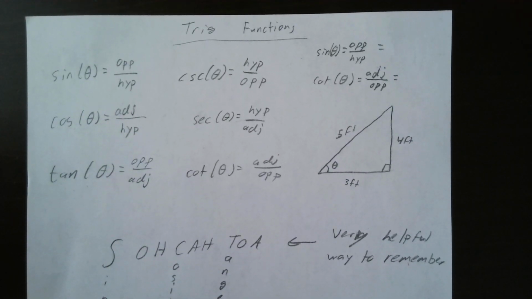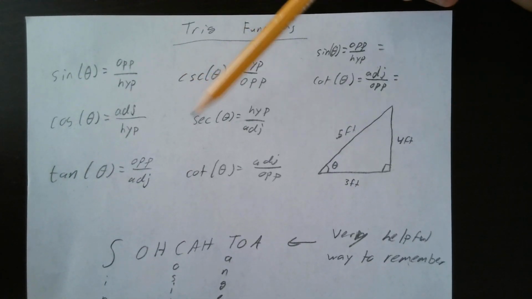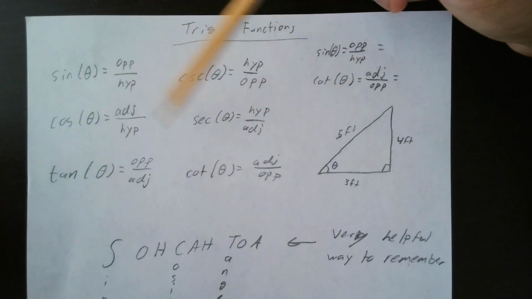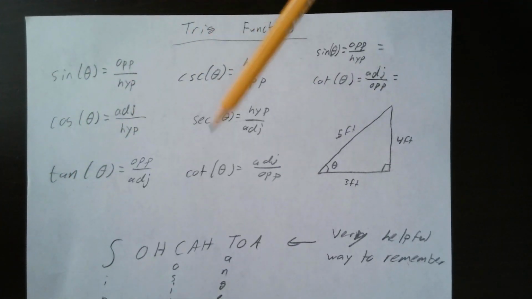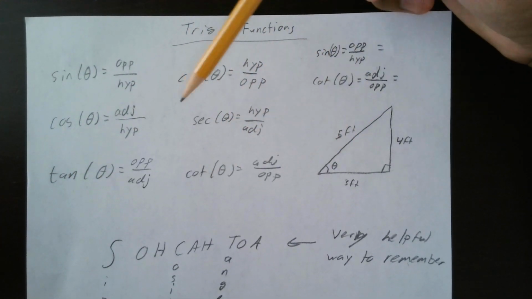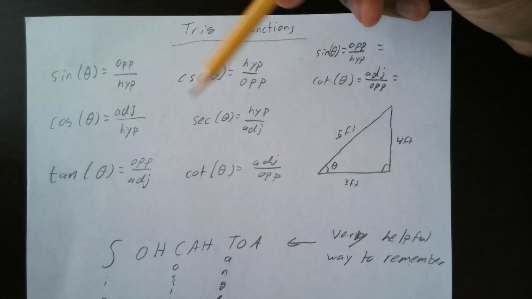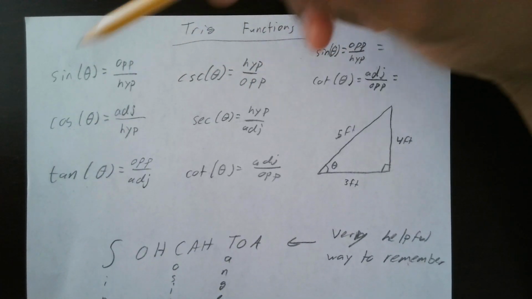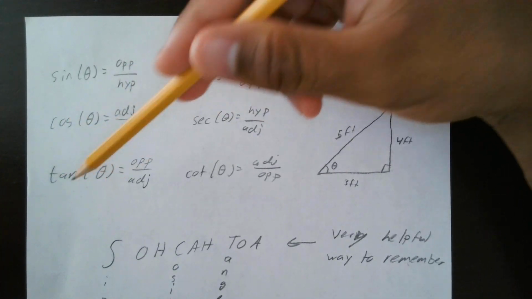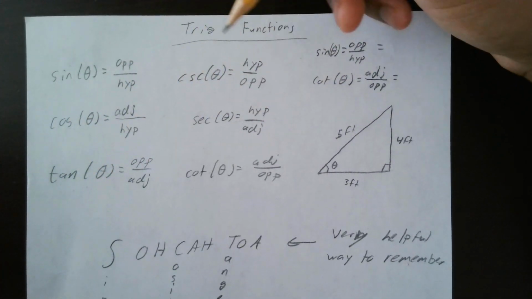Today we'll be going over trig functions. We have these 6 trig functions here: sine, cosine, tangent, cosecant, secant, and cotangent. And we use 3 letters for each of them as a shorthand. So cosine is just cos, tangent is just tan, and so on.